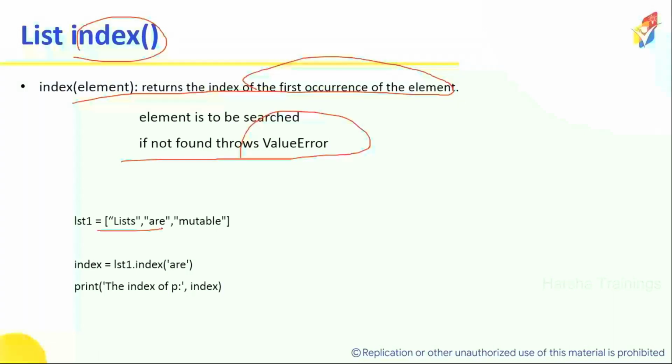Now look here. Lists are mutable. This is my list. List 1 dot index of R. Do I have R here? Yes, it is going to return 1. Okay? The output of this is 1 here.